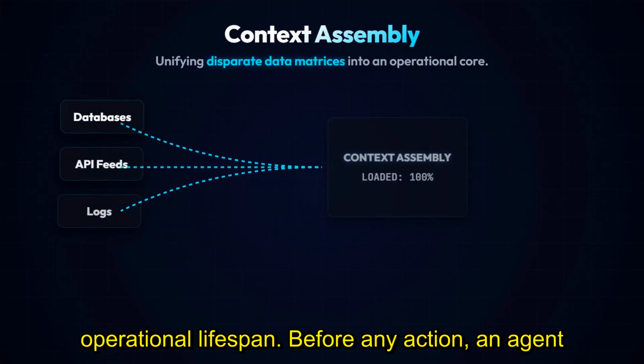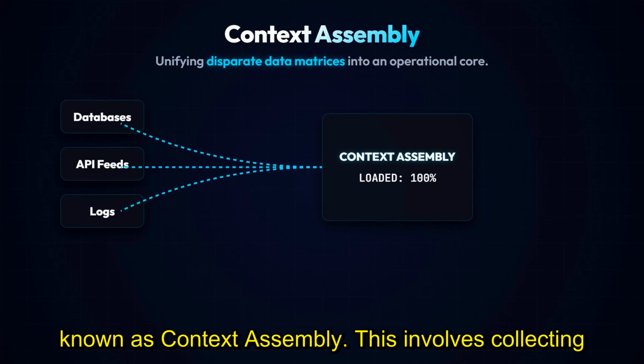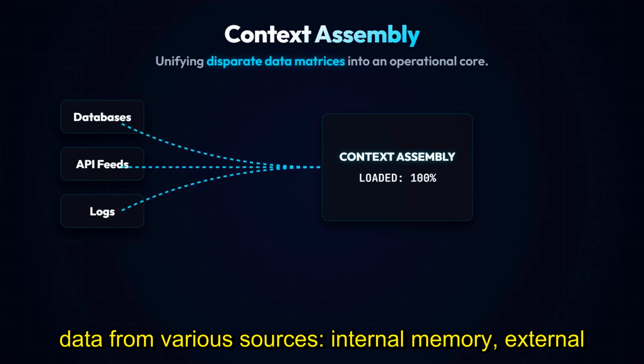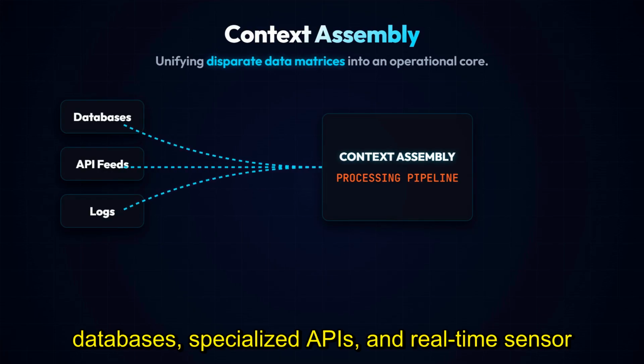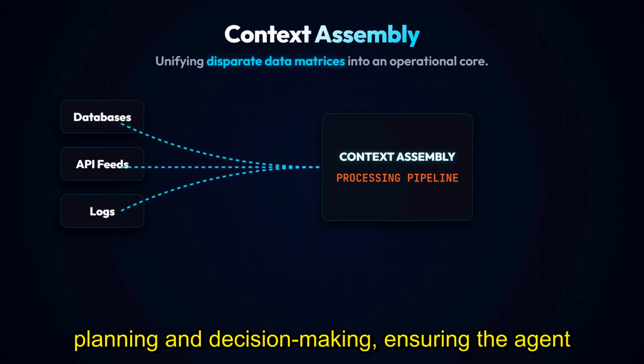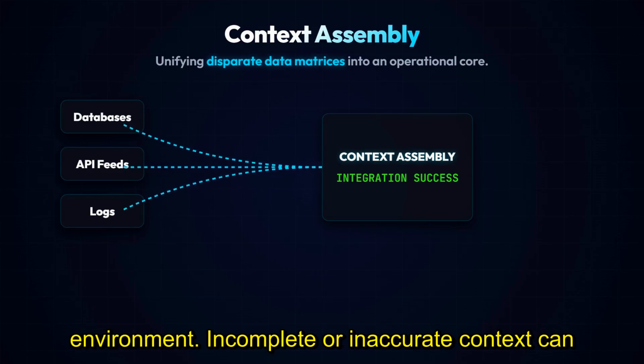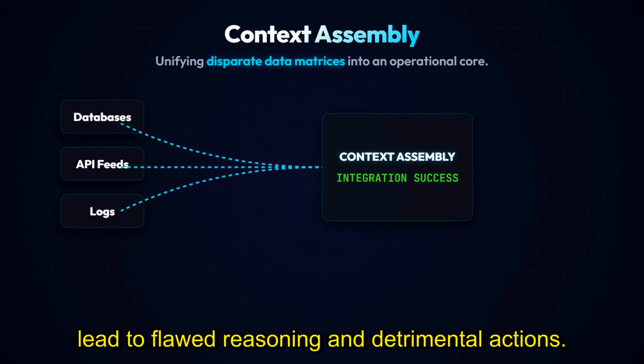Before any action, an agent must gather and synthesize relevant information, known as context assembly. This involves collecting data from various sources: internal memory, external databases, specialized APIs, and real-time sensor feeds. The assembled context critically informs planning and decision-making, ensuring the agent operates with a comprehensive understanding of its environment. Incomplete or inaccurate context can lead to flawed reasoning and detrimental actions.